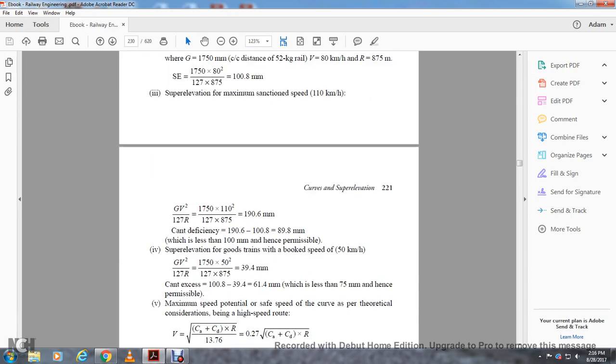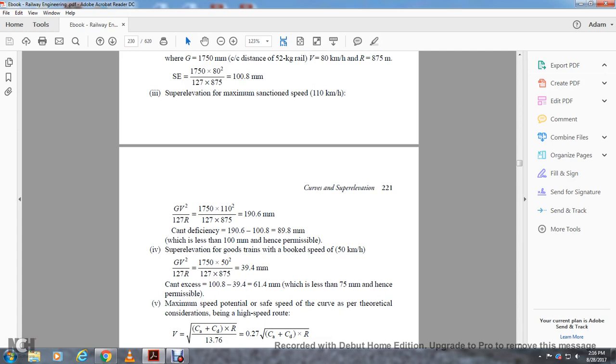Superelevation for the maximum sanctioned speed of 110 kilometers an hour is G V squared divided by 127 R, which is 1750 times 110 squared divided by 127 times 875, equal to 190.6 millimeters. Cant deficiency is 198.6 minus 108.8, which is 89.8 millimeters, which is less than 100 millimeters. Hence permissible.